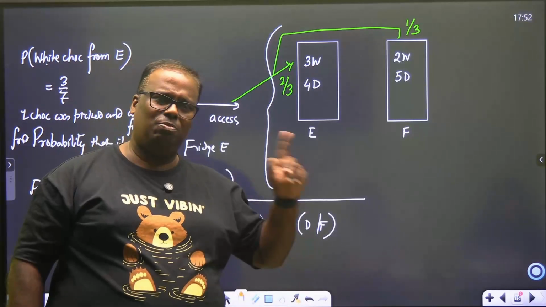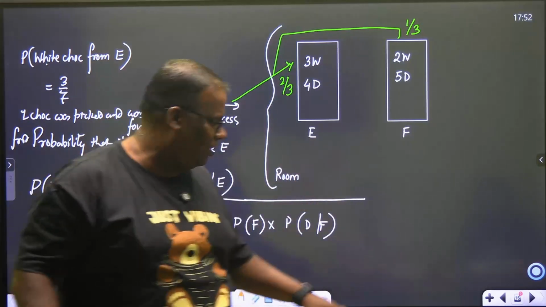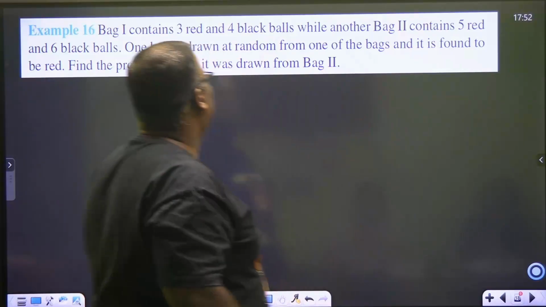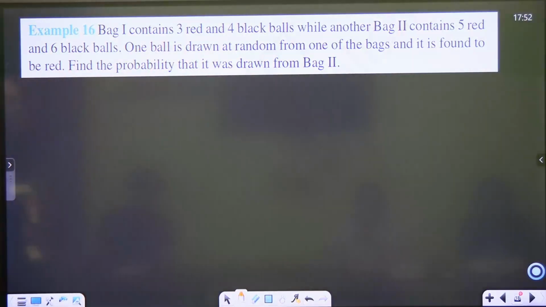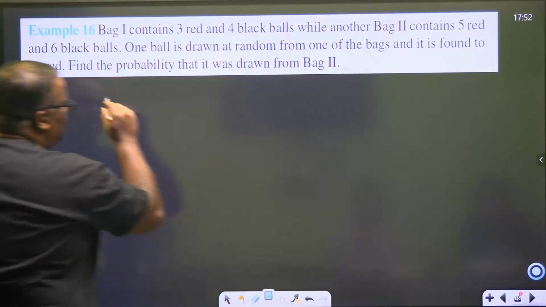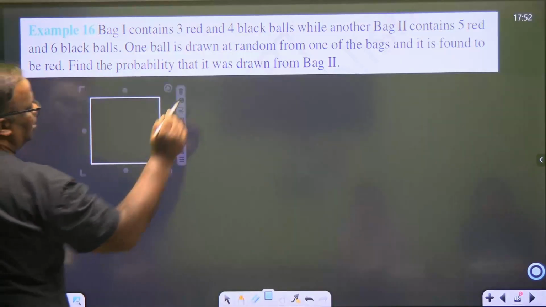Shall we see one problem and try to see this once again? Okay, let's see one problem. Let's see this problem, very calmly. Don't solve it yet. Just observe the problem first.